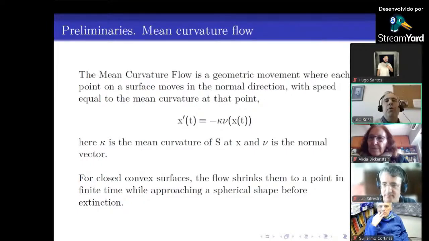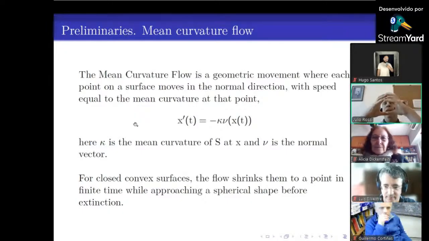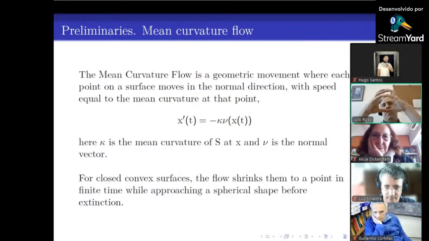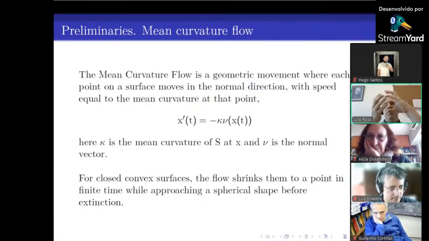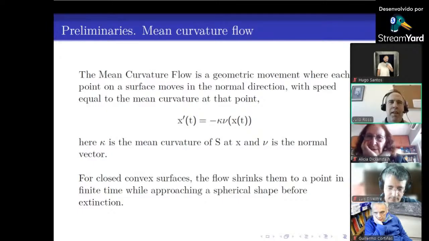Okay, and you want to compute what is the evolution of an initial surface according to this movement. If you start with a ball, for example, a perfectly rounded surface, at every point of the ball the mean curvature is exactly the same. So you move every point inside the ball with the same speed. So you will continue being a ball, and this ball will shrink and disappear in finite time. And it is known that the same happens for every possible convex surface.